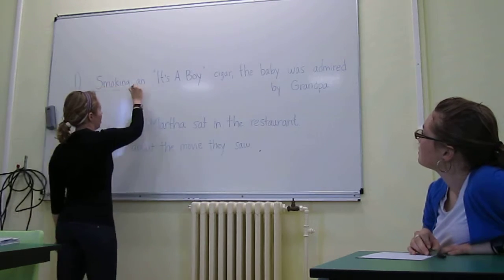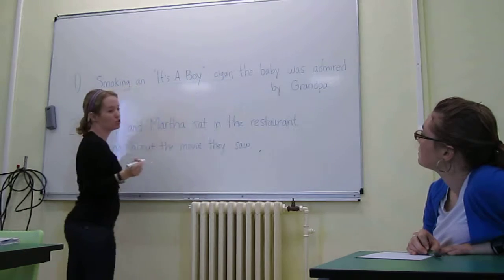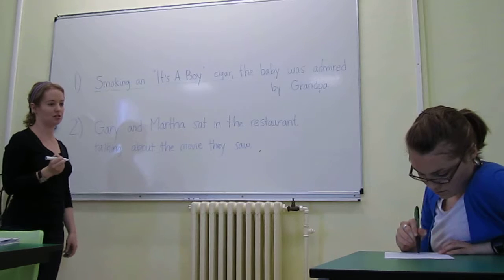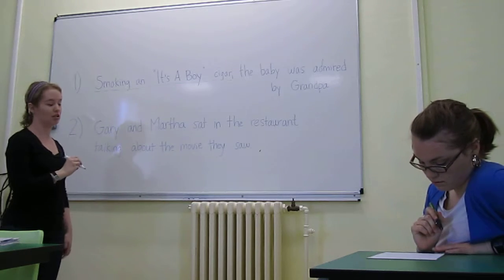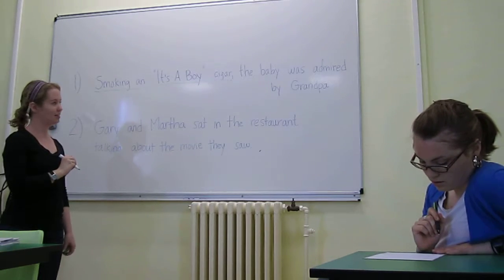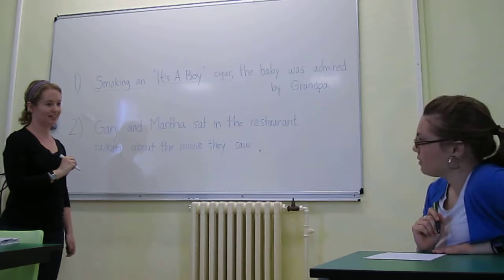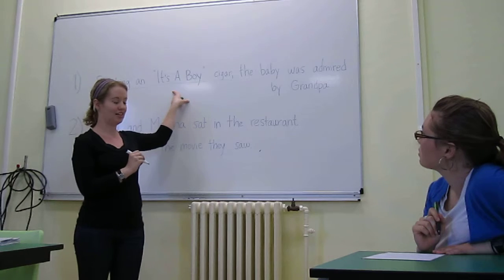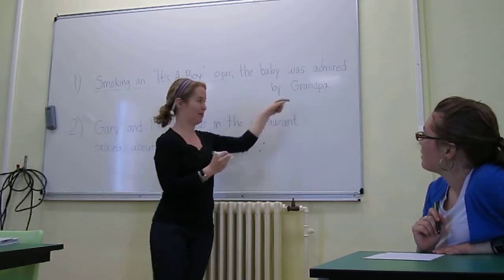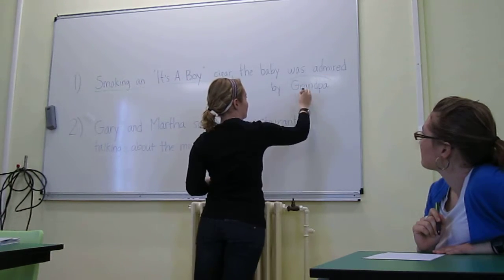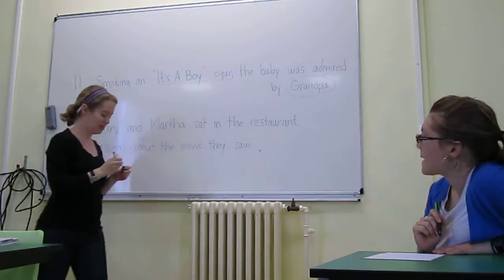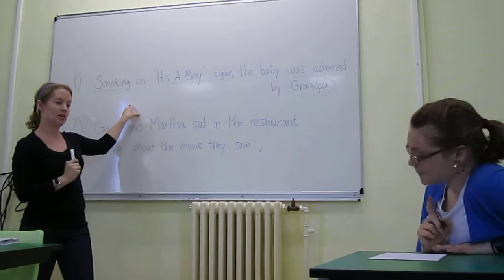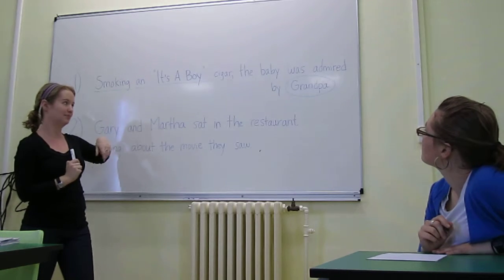Smoking an It's a Boy cigar is the descriptive phrase. Okay. But what do we think is the real subject of the sentence? Probably not the baby that's smoking the cigar. Is it the baby? No, not the baby. I think this phrase is referring, oh, Grandpa. To Grandpa. That's right. Can you think of a way we could possibly reorder this sentence to make its meaning clearer?